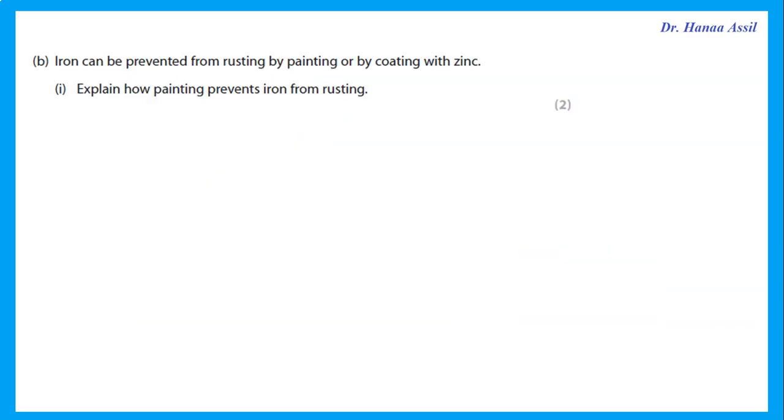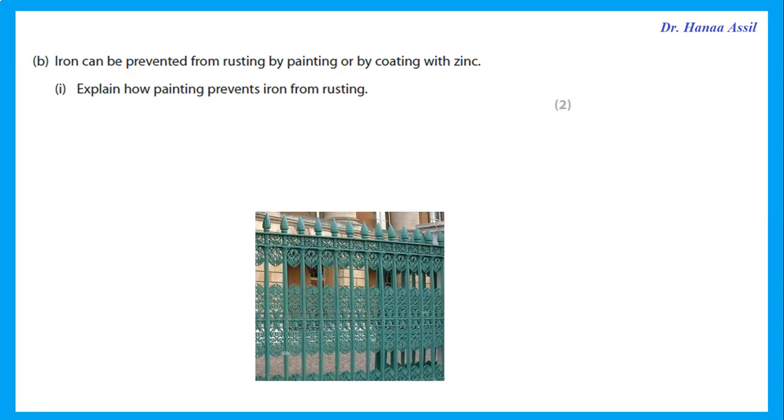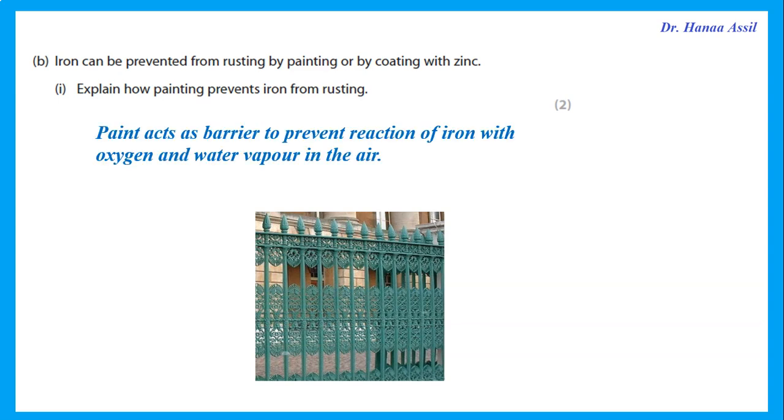Iron can be prevented from rusting by painting or by coating with zinc. Explain how painting prevents iron from rusting. So if we paint iron gates or iron windows, why does this prevent the iron from rusting? Of course, we say that the paint on the iron is acting as a barrier. So the paint acts as a barrier to prevent the reaction of iron with oxygen and water vapor in the air, and that is why it doesn't rust when it is painted. Remember, if the layer of paint is removed, that part of the iron would rust.